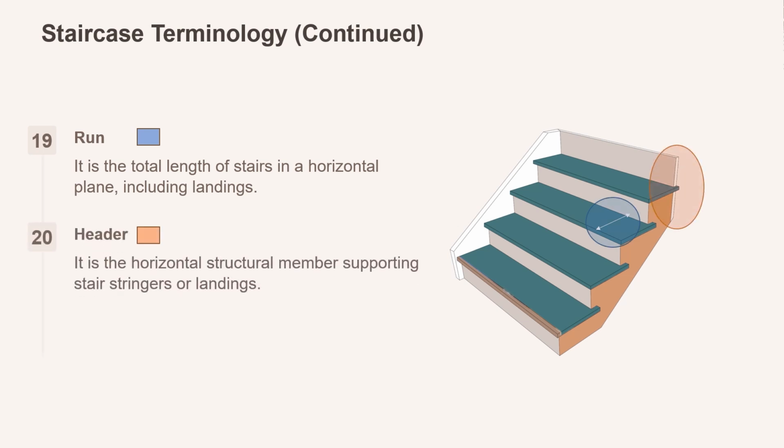Finally, header. This is a horizontal structural member that supports stair stringers or landings. It helps to distribute the load and keep the staircase stable. It is like the beam that supports the roof of a house.